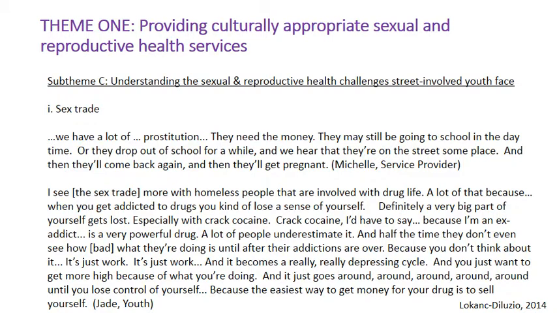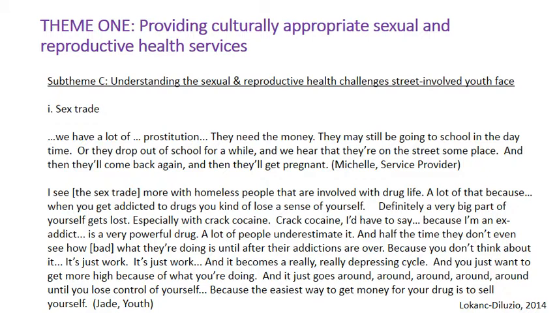Sexual exploitation. According to youth and service providers, some street-involved youth fall victim to sexual exploitation. One service provider described the revolving door in which some youth get caught. She said, "We have a lot of prostitution. They need the money. They may still be going to school in the daytime, or they drop out of school for a while and we hear that they're on the street someplace, and then they'll come back again, and then they'll get pregnant."